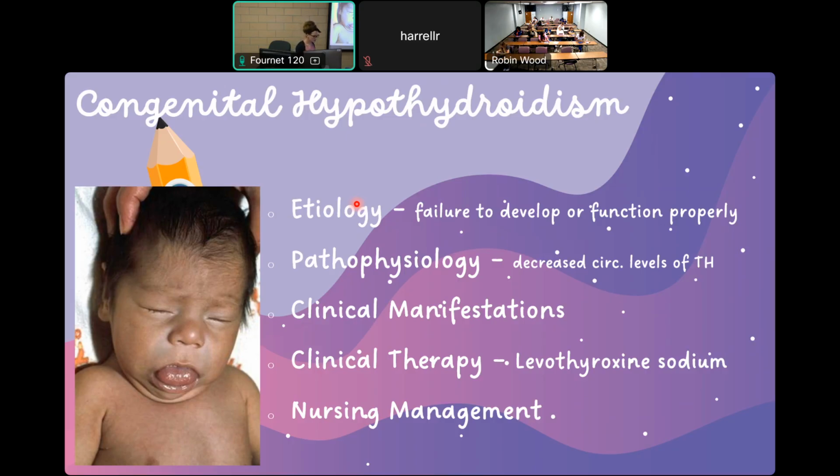So manifestations, typically there's no overt signs at birth, which is kind of scary. Usually it'll start to manifest around 3 to 6 months old. And unfortunately, by that time, a lot of brain damage has already occurred.